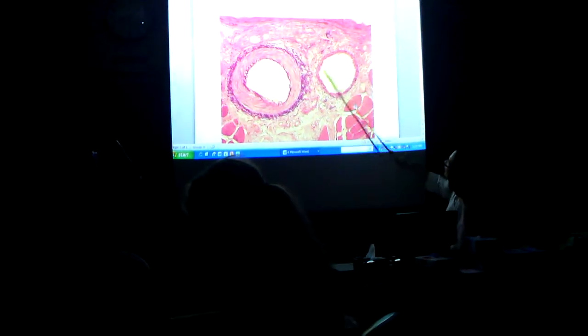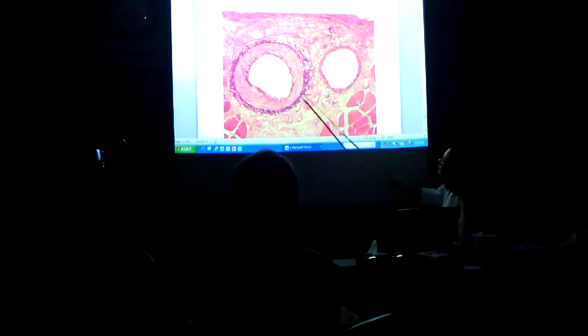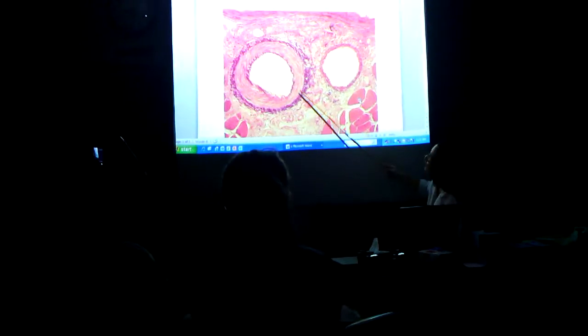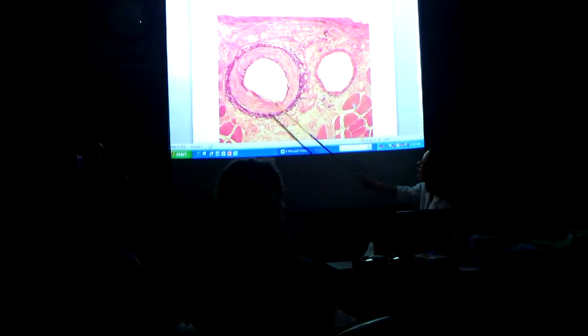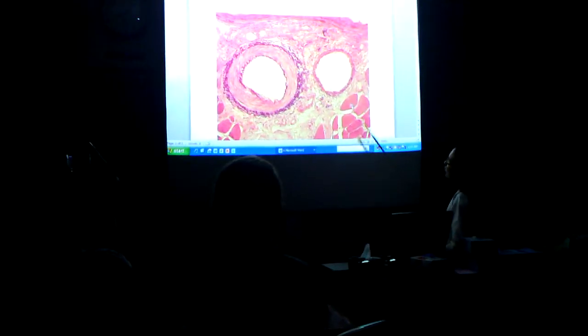So the blood, you see the RBCs are in here. So this is the vein. Notice it has a very thin wall and it has low blood pressure. And this is an artery, very heavy wall because of the tunica media layer. And then these are the nerves right here.